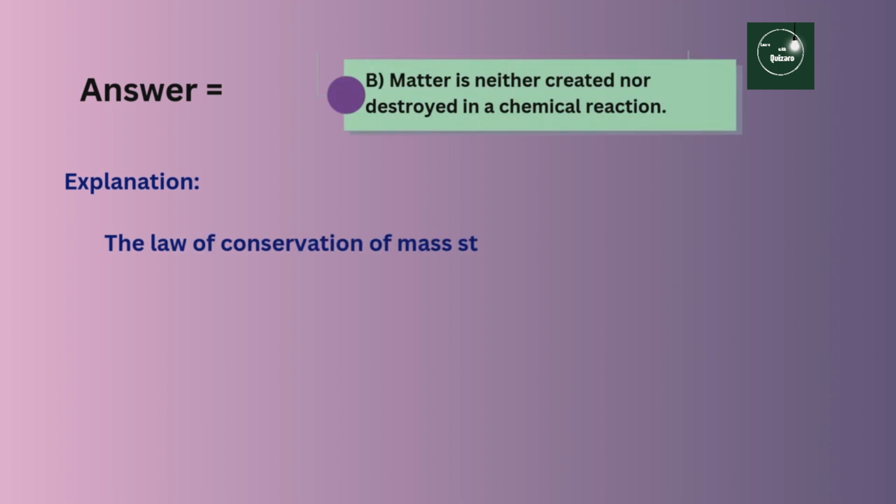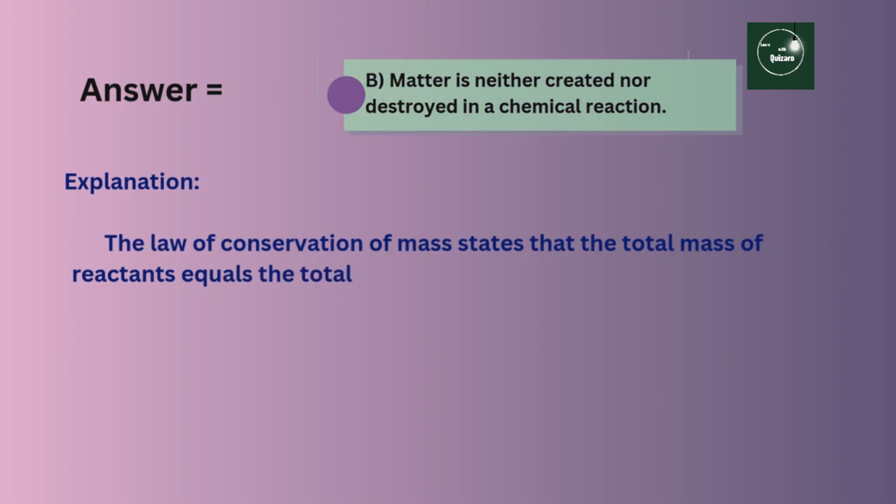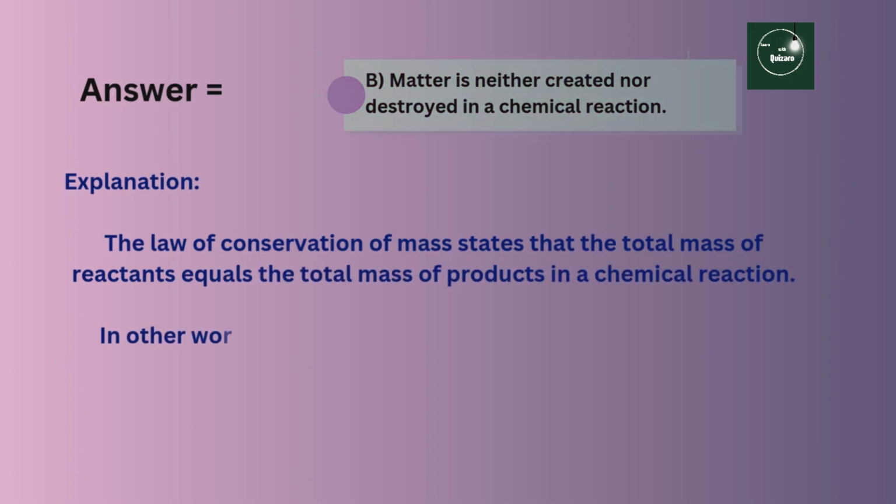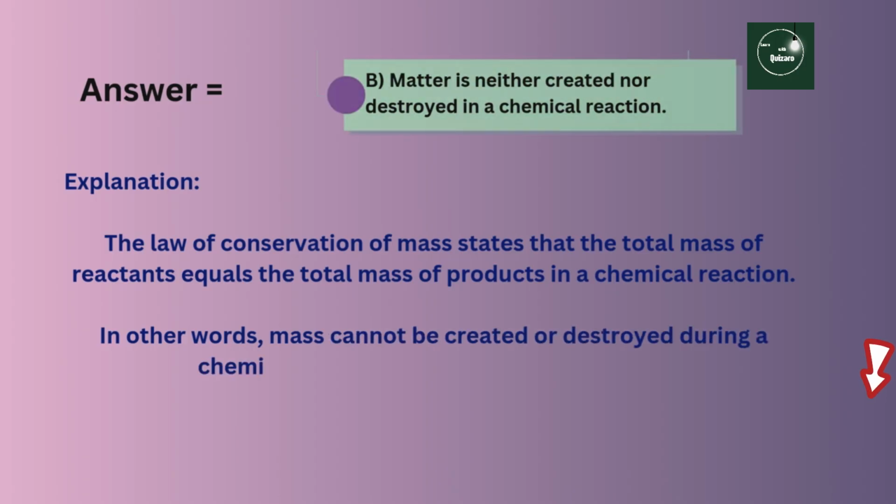Answer is B. Matter is neither created nor destroyed in a chemical reaction. The law of conservation of mass states that the total mass of reactants equals the total mass of products in a chemical reaction. In other words, mass cannot be created or destroyed during a chemical reaction, but is always conserved.